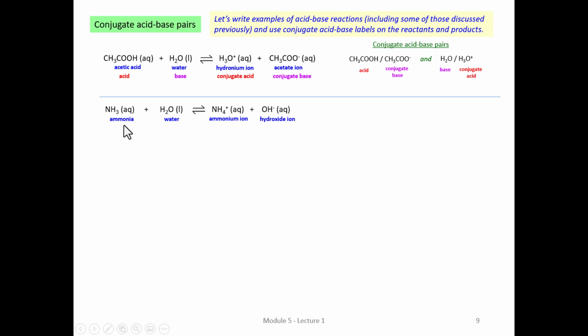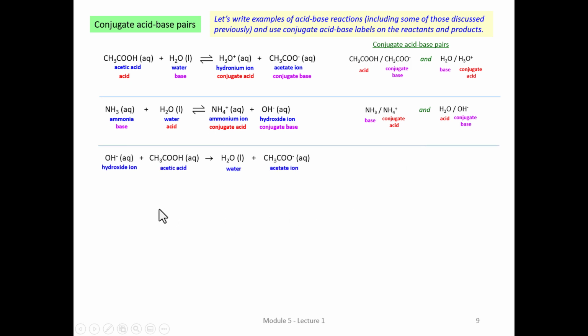Remember, if ammonia dissolves in water, it forms ammonium ions and some hydroxide. There's an equilibrium formed here. But in any case, ammonia is the base. Its conjugate acid would be the ammonium ion. And water here is acting as the acid because it is supplying an H plus to ammonia. And of course, the conjugate base of water would be the hydroxide ion. So our conjugate acid-base pairs here are ammonia and ammonium ion, and water and hydroxide ion.